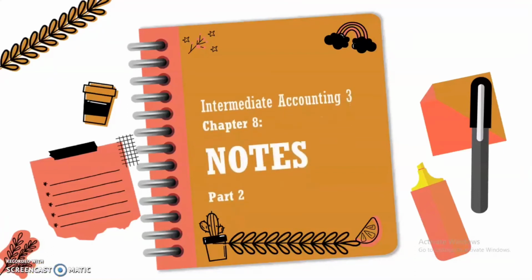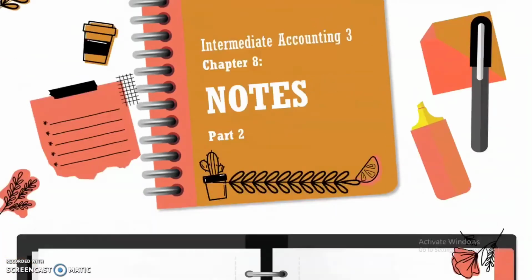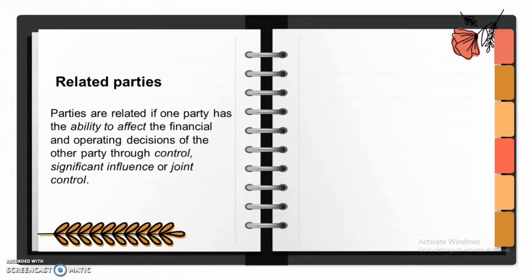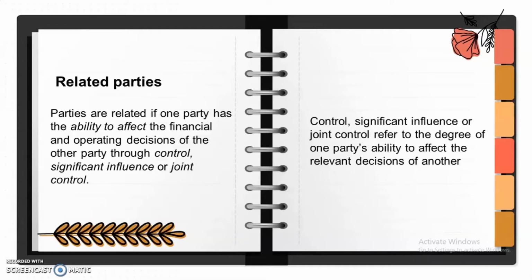Good day, we are Group Spartans and we are about to tackle Intermediate Accounting 3, Chapter 8, entitled Notes, Part 2. So let's start with related parties. They have the ability to control your financial and operating decisions. Pag sinabi natin control, you have the power over the investee or you have the power to govern. Halimbawa, someone has the ability to influence you and they can control yung financial freedom.